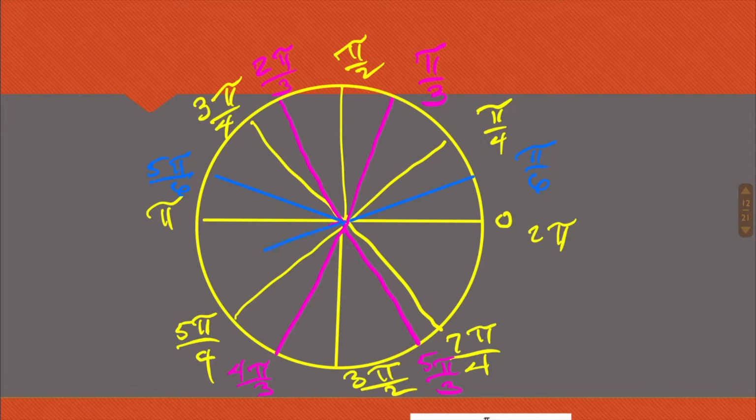So that makes this one then 7 pi over 6. 8 pi over 6 is 4 pi thirds. 9 pi over 6 becomes 3 pi halves. 10 pi over 6 becomes 5 pi thirds. And then this last one here is 11 pi over 6.